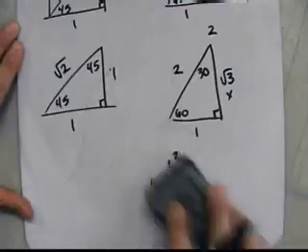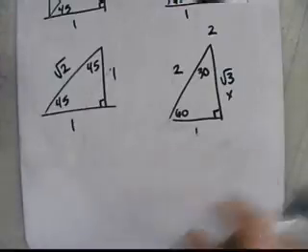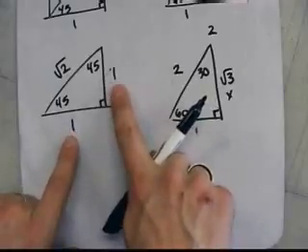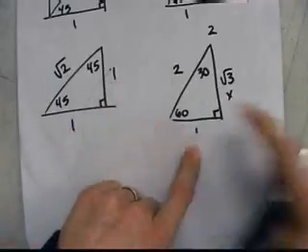Now it's always tough to remember where the things go. Over here it's pretty easy. You know the 1 and 1 go on the legs because they're equal. I mean, they have to be. Over here it's always tough to remember what goes where.